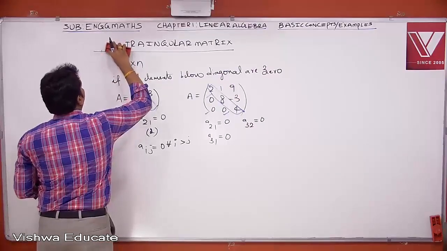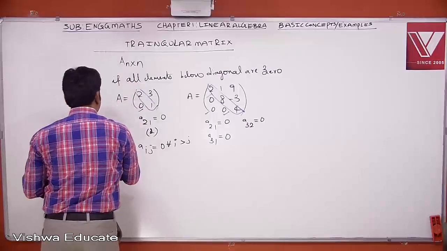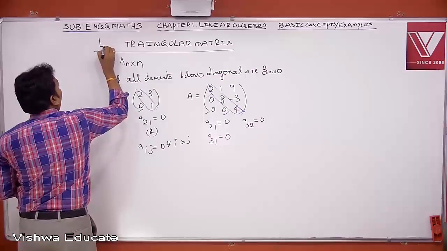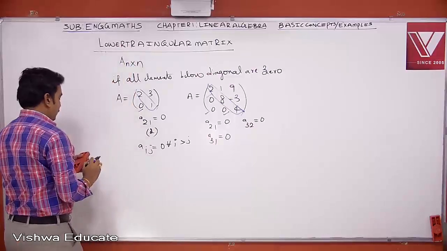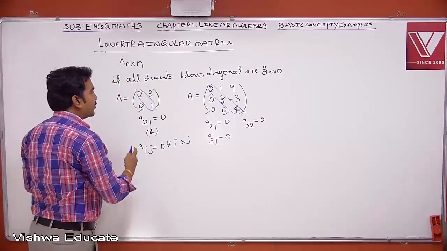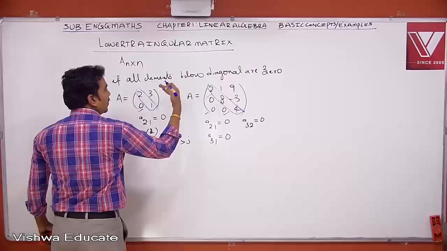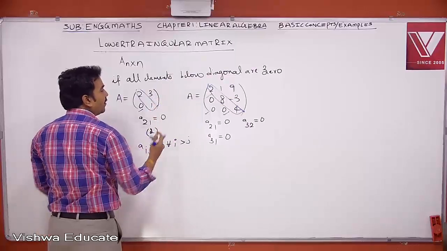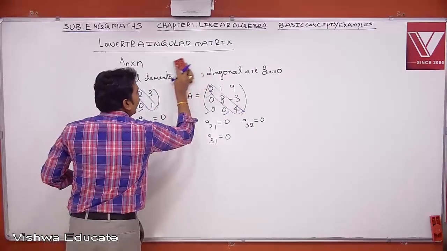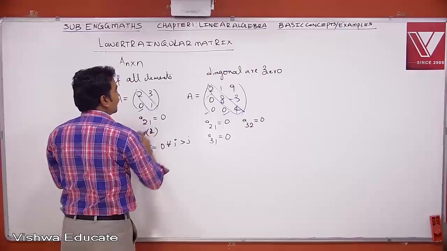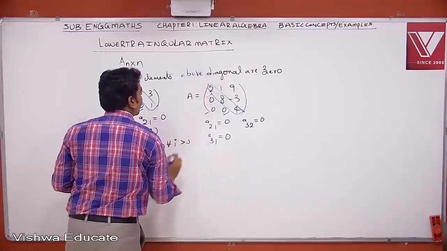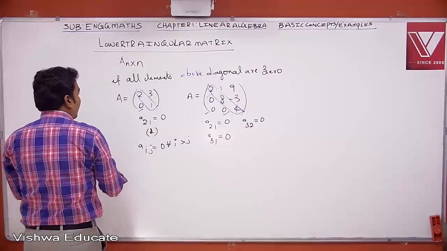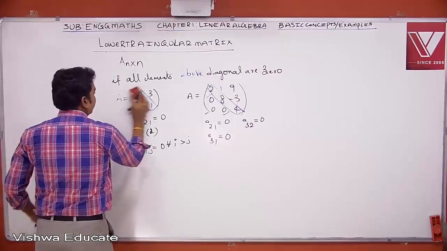Next definition is lower triangular matrix. In the previous one, if all elements below the diagonal are 0, it is called upper triangular. Now in this case, all elements above the diagonal must be 0. So if all elements above the diagonal are 0, then this is called a lower triangular matrix.